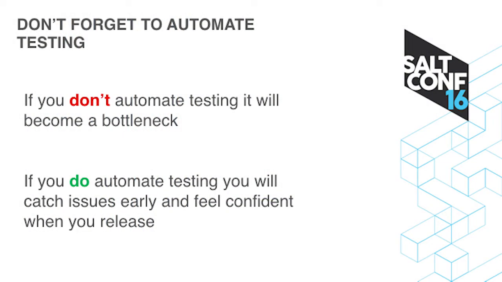One of the big things is not to forget to automate testing. If you don't automate testing, it'll definitely become a bottleneck for releasing new formulas and states. If you do automate testing, you'll catch issues early and you'll feel confident when you release changes.